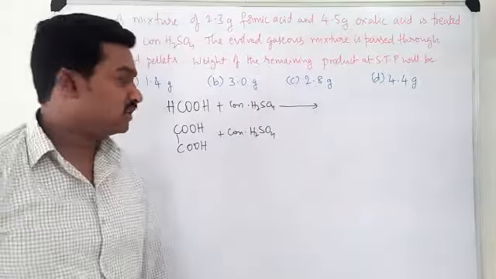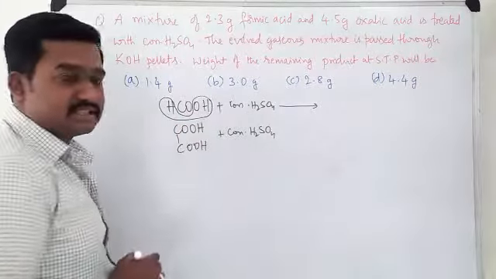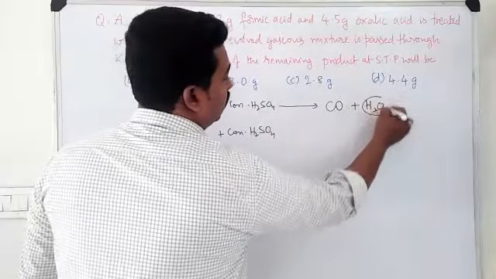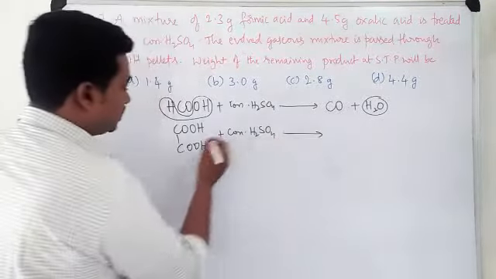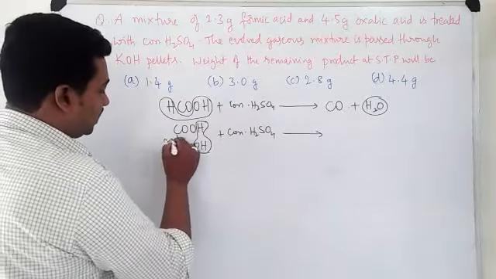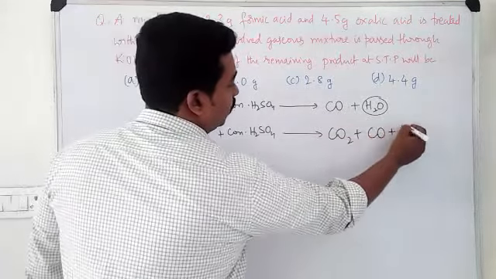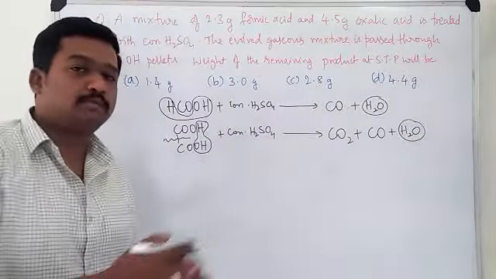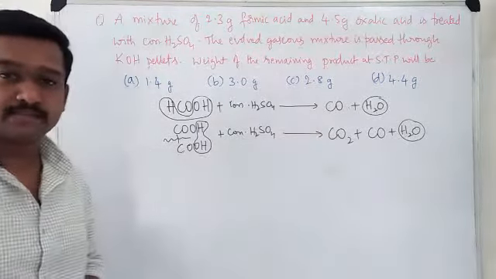H2SO4 is a dehydrating agent. So, it takes away H2O molecule from both the acids. In first case, the product formed will be carbon monoxide plus H2O. Of course, H2O is absorbed by concentrated sulfuric acid. In second reaction also, concentrated H2SO4 removes H2O molecule, and you can see there will be a bond cleavage like this, and we have the products CO2, CO and H2O. Once again, H2O is absorbed by H2SO4. Now the products remaining are CO, CO2 and CO in second case.